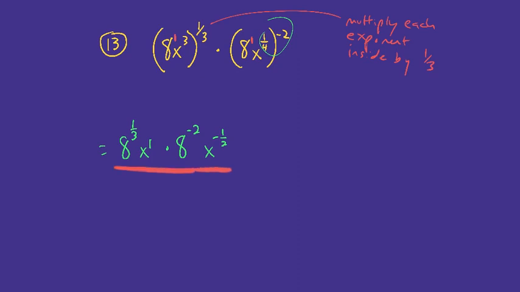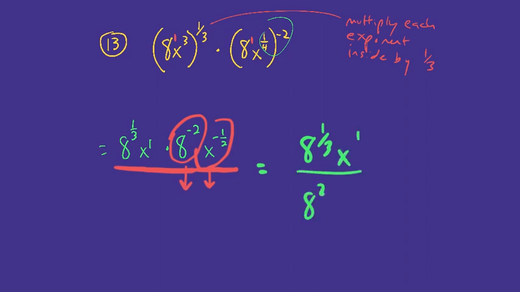We've got this invisible fraction line underneath. We could make this positive by moving it through. We could make this positive by moving it through. So now we've got 8 to the 1/3, x to the first, and then on bottom 8 to the second, and x to the 1/2.